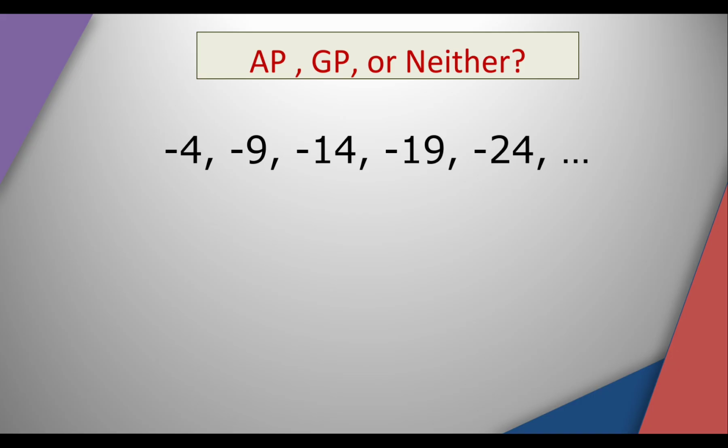Next, -4, -9, -14, -19, -24. Go. And the answer is it is an arithmetic progression. Why is it an arithmetic progression? That would mean to say that there is a common difference in between two consecutive terms. And what would be the common difference? To get the common difference, what are we going to do?